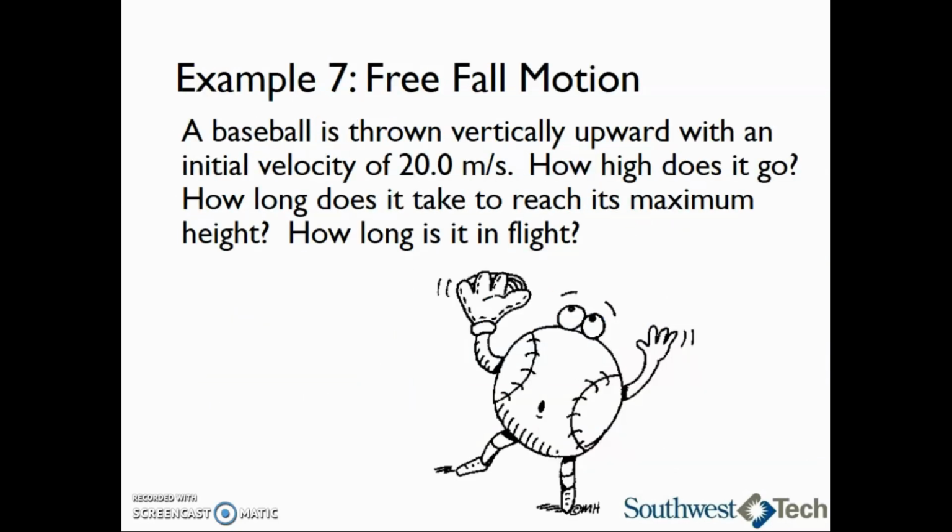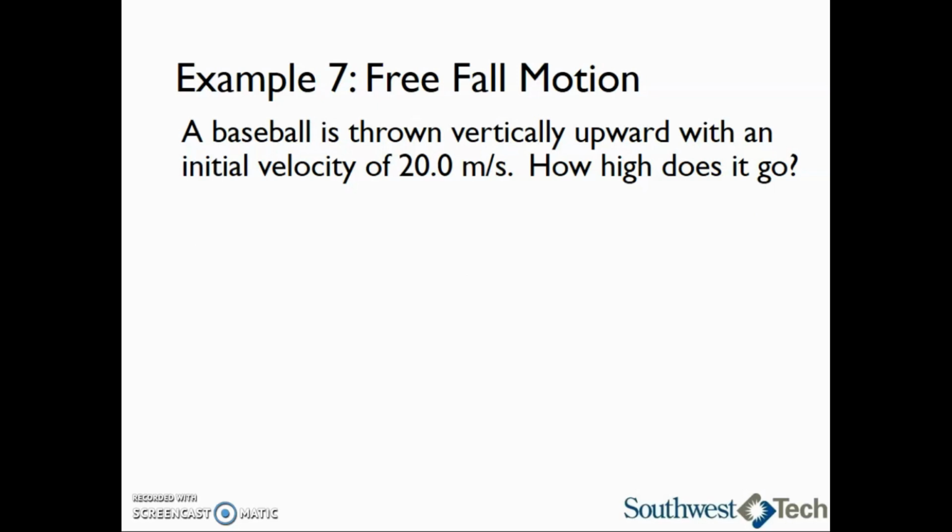A baseball is thrown vertically upward with an initial velocity of 20 meters per second. How high does it go? How long does it take to reach its maximum height? And how long is it in flight? Let's break this problem down and look at the first question, how high does it go?